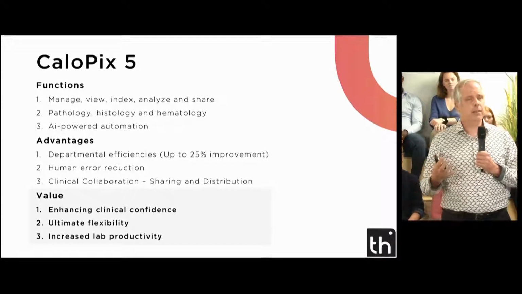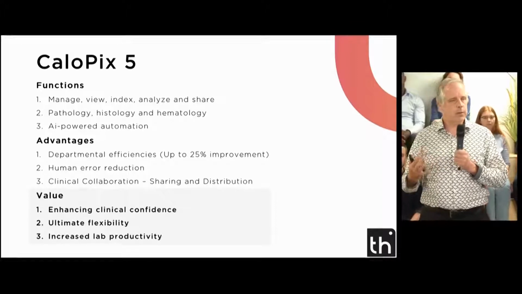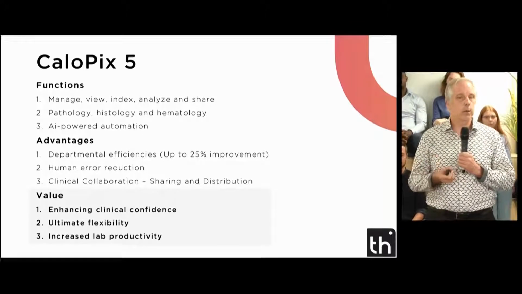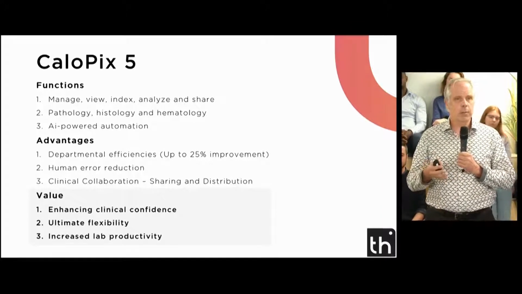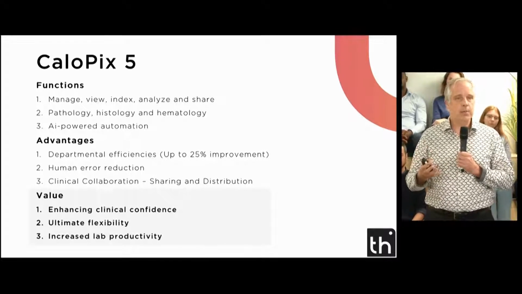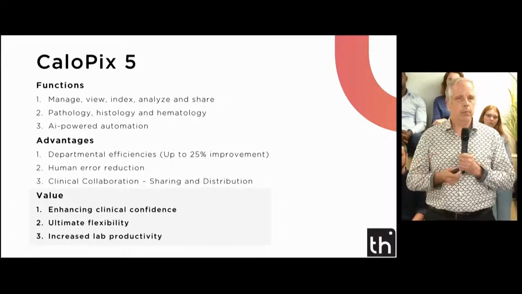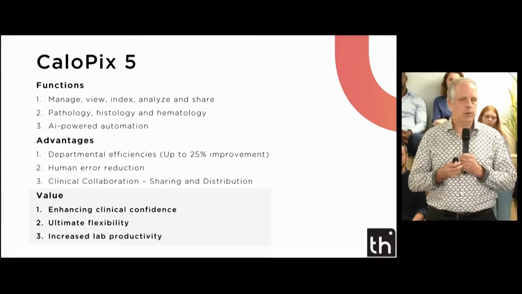The second thing we should also involve is that a system needs to be robust and expand with your existing framework and department. Currently, CaloPix has the capability to do anatomical pathology, histology and hematology. So again, we're growing, building, and managing to incorporate more and more opportunities for you in your department.